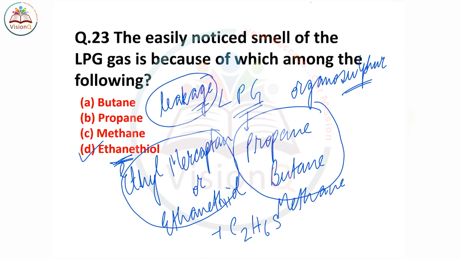The answer of this question is option number D, that is ethane thiol, also known as ethyl mercaptan. The formula is C2H6S and it is an organosulfur compound. So let us see the next question, question number 24.